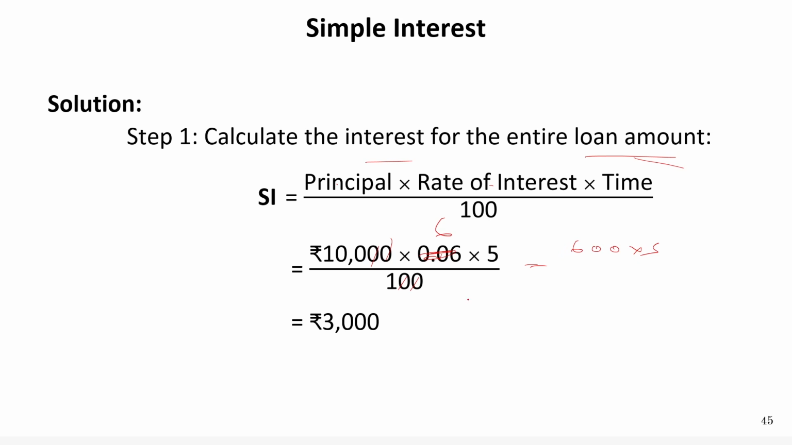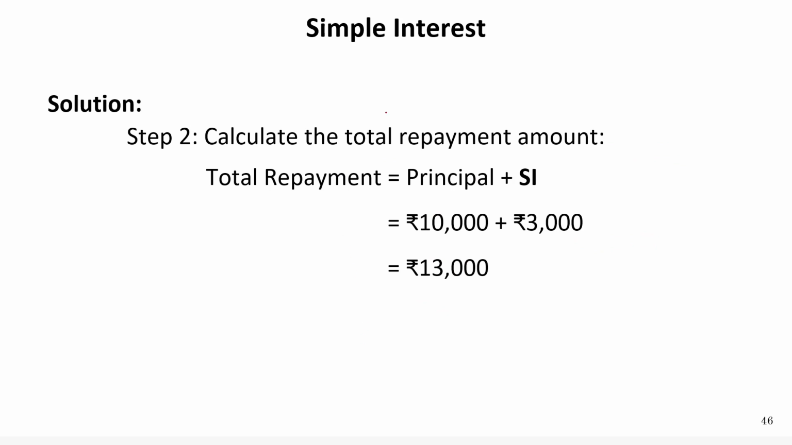600 into 5 is equal to 300. So there is a slight typo here. So what we are left with is 3,000. Okay. So calculate the total repayment amount. So total repayment is equal to principal plus SI is equal to 10,000 plus 3,000 is equal to 13,000.